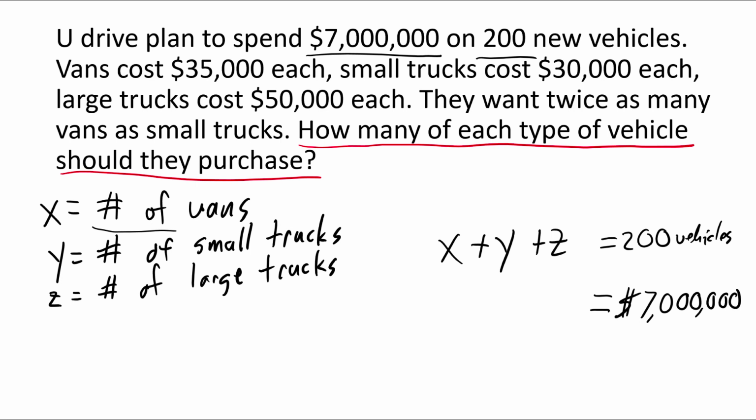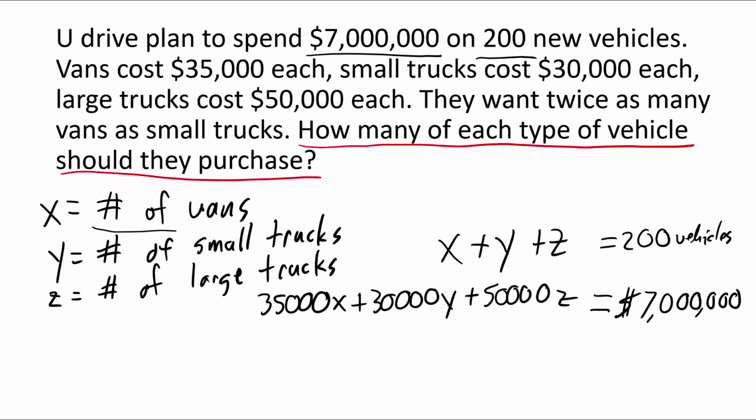All right, so we have dollars on the right, which means we need dollars on the left. So the total spent is going to be the price of each vehicle times how many of those vehicles we're going to purchase. So vans are $35,000. So that's $35,000 times the number of vans that are being purchased, which is X. The small trucks are $30,000. So we're going to add that to $30,000 times the number of small trucks we're going to purchase, Y. And then we'll add that to $50,000 per large truck times the number of large trucks that are being purchased, Z. So 35,000X plus 30,000Y plus 50,000Z equals $7 million.